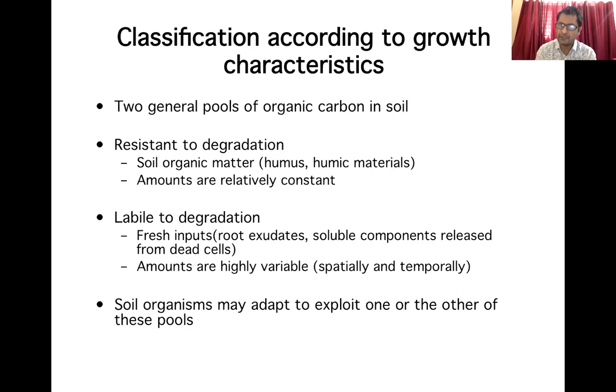While the one liable to degradation, which can be easily degraded, includes fresh inputs like root exudates and soluble compounds released from dead cells. Their amounts are highly variable, changing with the seasons and with space. So soil organisms may adapt to exploit one or the other of these pools. Some organisms can use the easily degradable pool, and other kinds of microorganisms can adapt themselves to use the matter which is hard to degrade.